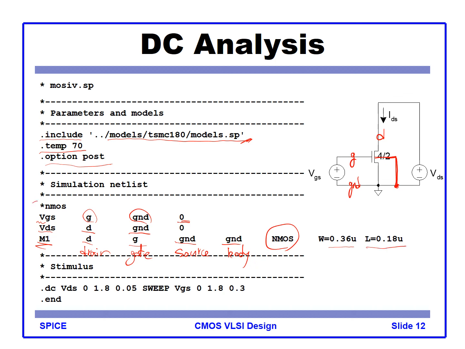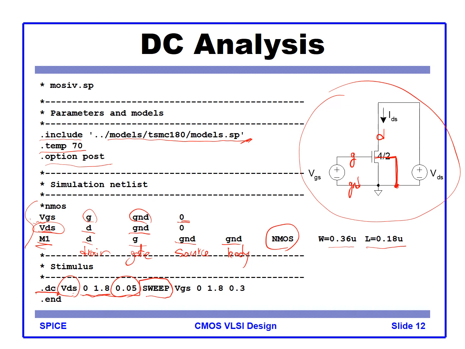So once we construct this network, we add some commands to let the tool know what kind of simulation should run. So .dc. The .dc command tells the simulator to run the DC analysis. So .dc, VDS, the voltage instance name VDS, is swept from 0 to 1.8 with a step of 0.05 volt. So a 50 millivolt step is swept from 0 to 1.8.